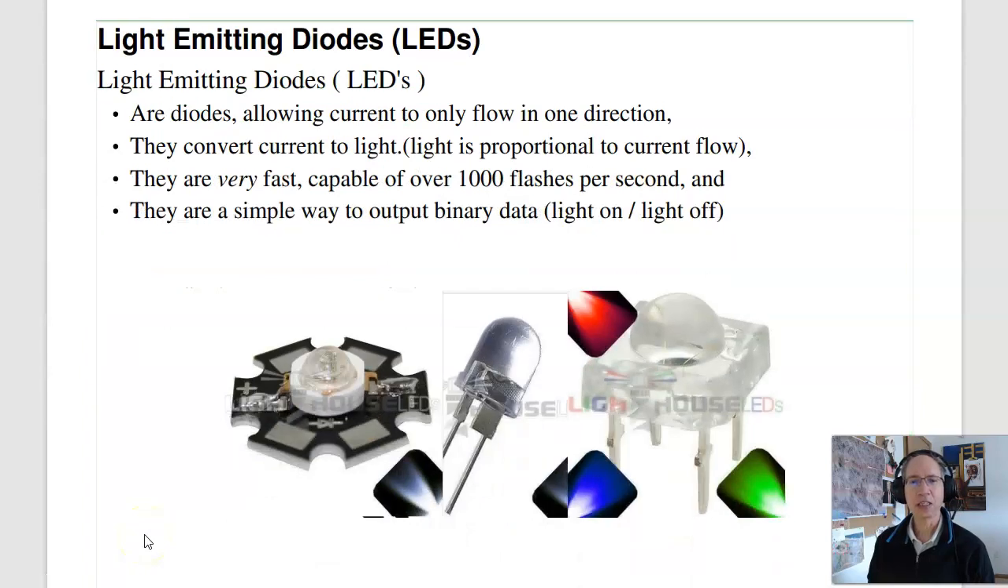Now, an LED is a light-emitting diode. What that means, pretty much, is it's a diode. It allows current to only flow one direction. However, they're slightly different. These are diodes that convert current to light. In other words, the light it produces is proportional to current rather than voltage. They are extremely fast, capable of over 1,000, probably over a million flashes per second. And they're a simple way to output binary data, such as lights on, lights off.